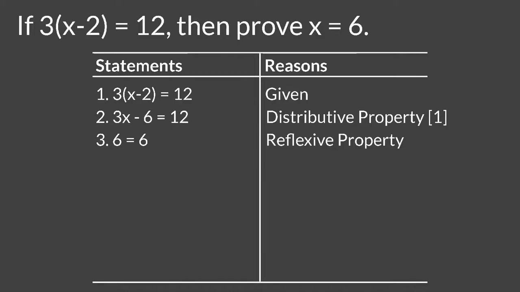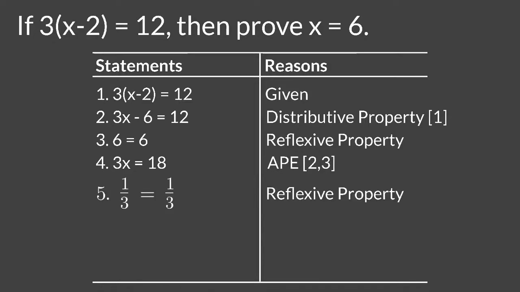Equations in statement 2 and statement 3 can be added to have equation in statement 4. This is supported by addition property of equality. Statement 5 is also true by the same reason in statement 3. Finally, we have proven that x is equal to 6 in statement 6 because equations in statement 4 and statement 5 can be multiplied and is supported by multiplication property of equality.